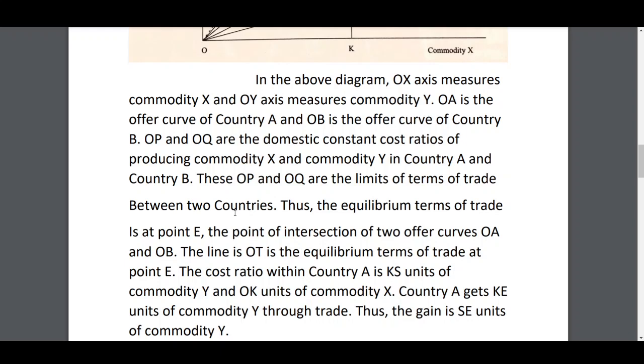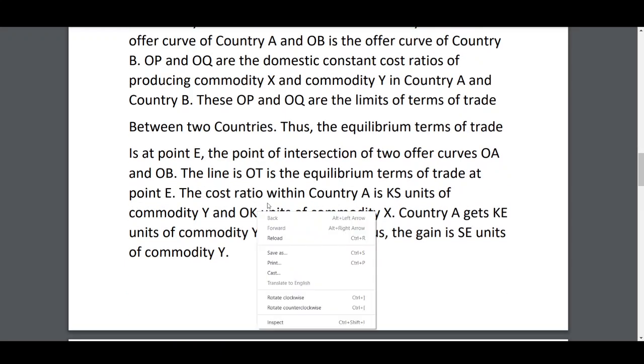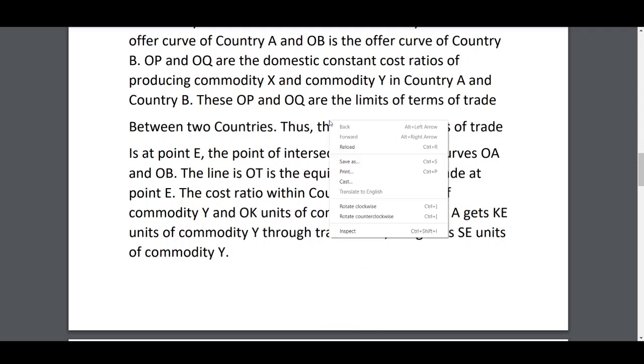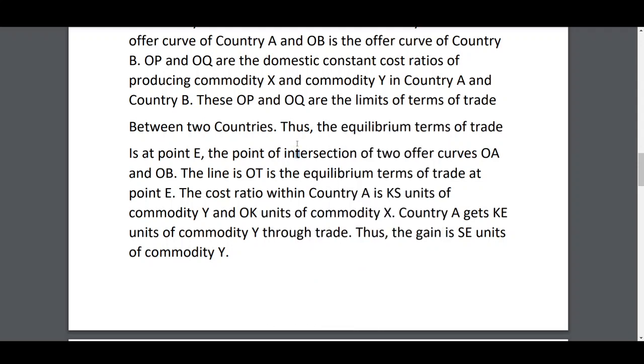What are the two countries? Country A and country B. And thus the equilibrium terms of trade is at point E, which is the point of intersection of the two offer curves OA and OB. The line OT is the equilibrium terms of trade at point E.